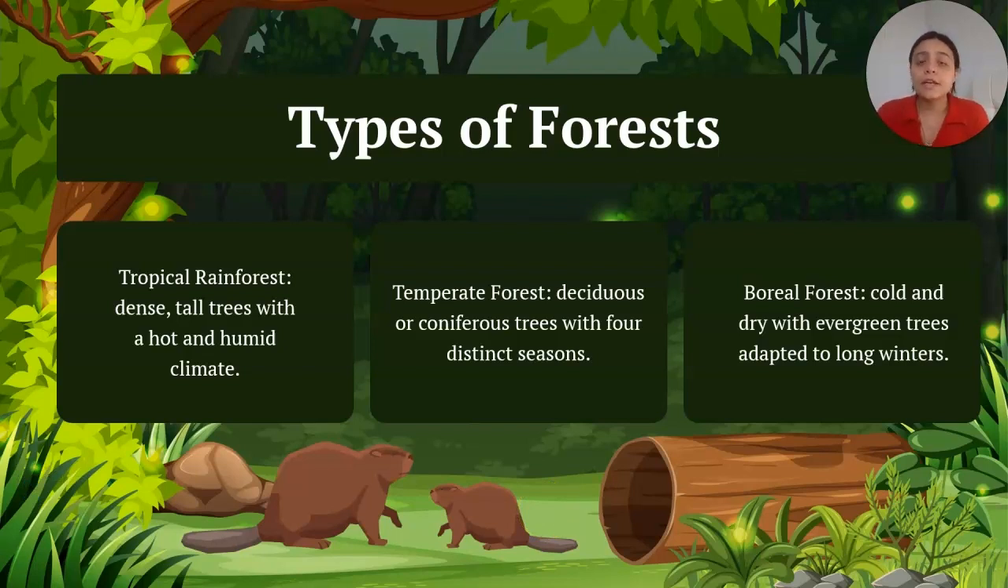So this is part 2 of Chapter 17, Forest, Our Lifeline, Class 7 NCERT textbook. In the part 1 section, we have already covered what forests are, what an ecosystem is, and the different types of ecosystem. We also learned about the different layers of forest. In this part 2 section, we are going to cover the types of forest.